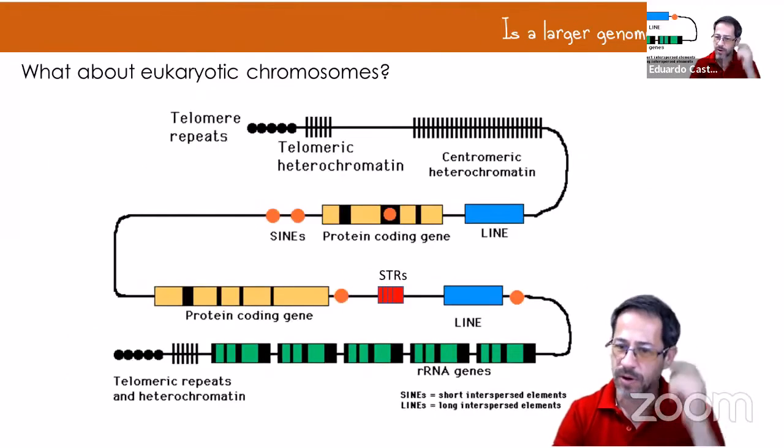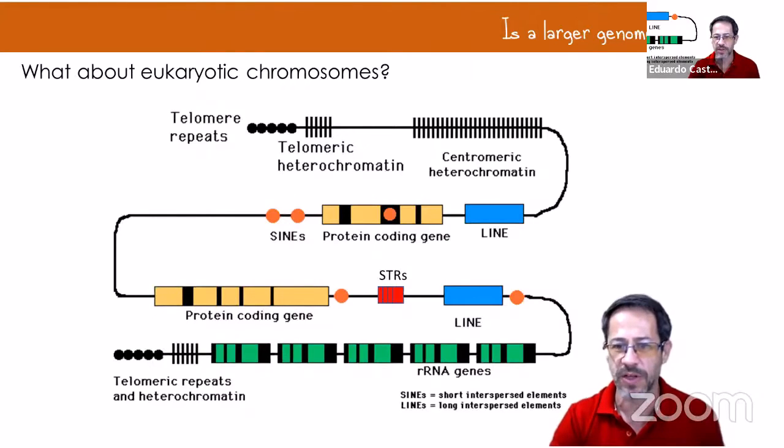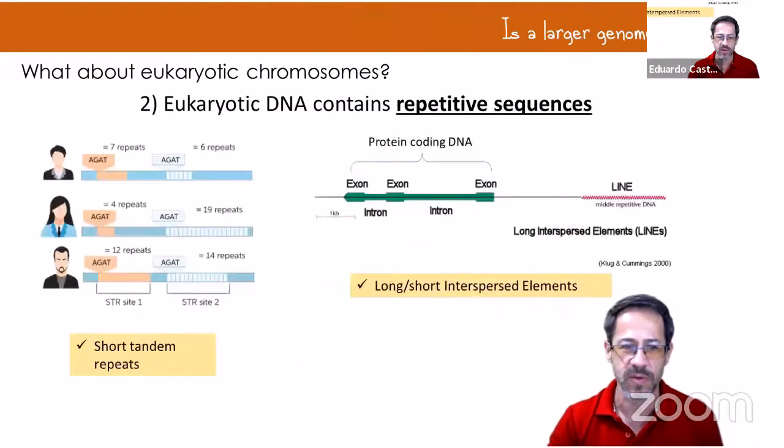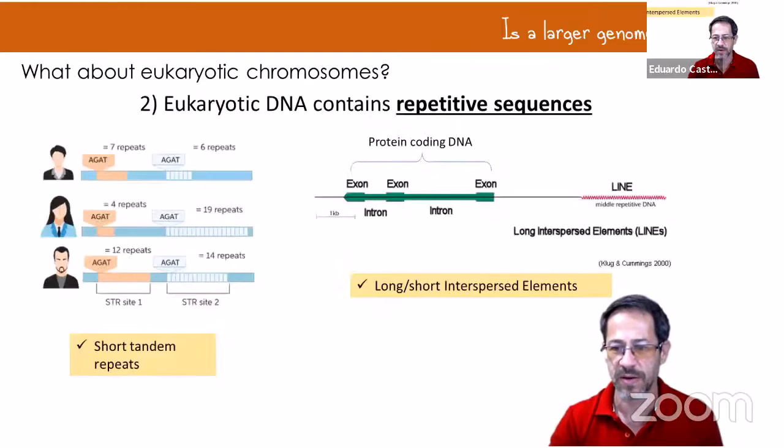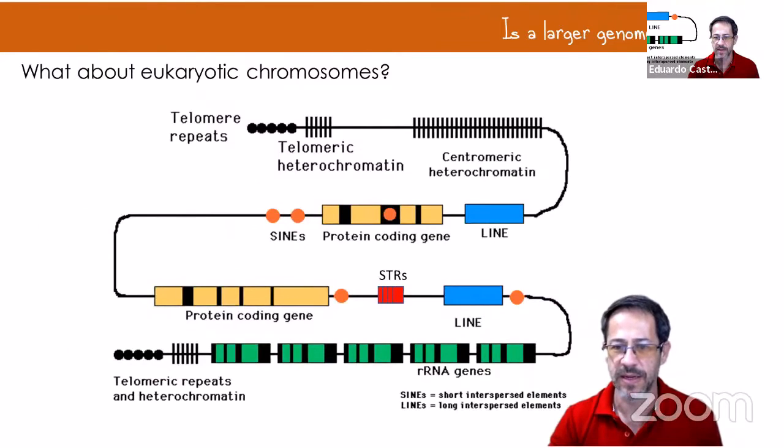So to have a clearer idea of that, let's imagine that this is a chromosome. In a eukaryotic chromosome, we will have protein-coding genes here and here. We will have the telomeric repeats, so at both ends of the chromosome we have these telomeric regions. We have the centromeric region here, and we have these STRs, the small sequences I was telling you about, short tandem repeats. We have some of them here, we can have more there, and we have these long or short interspersed elements. These ones here on the right are LINEs and SINEs.